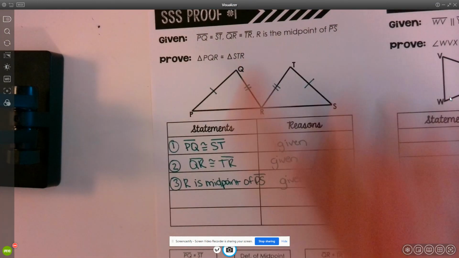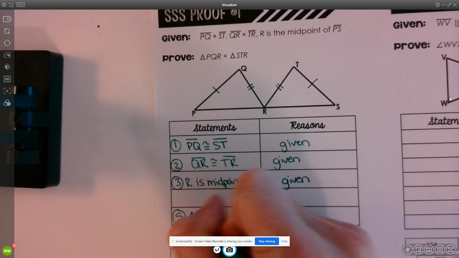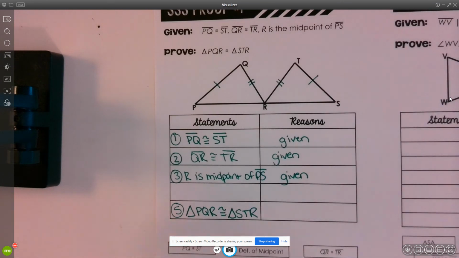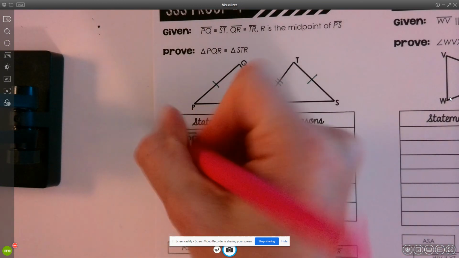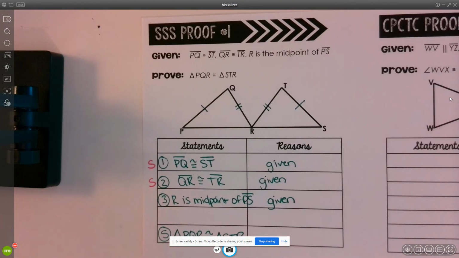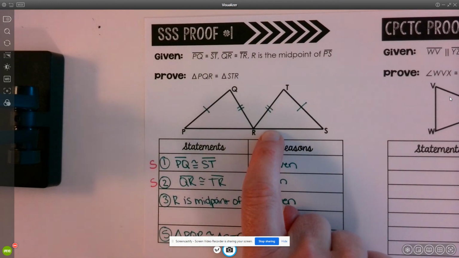We know at the end we are trying to prove that these two triangles, triangle PQR, is congruent to triangle STR. And so it's my job to now fill in the missing information to try to prove that those two triangles are congruent. So looking at what we have right now, we have two pairs of congruent sides. Now we know that we're going to be using side in this proof, and so we're trying to find or justify this third pair of sides being congruent.